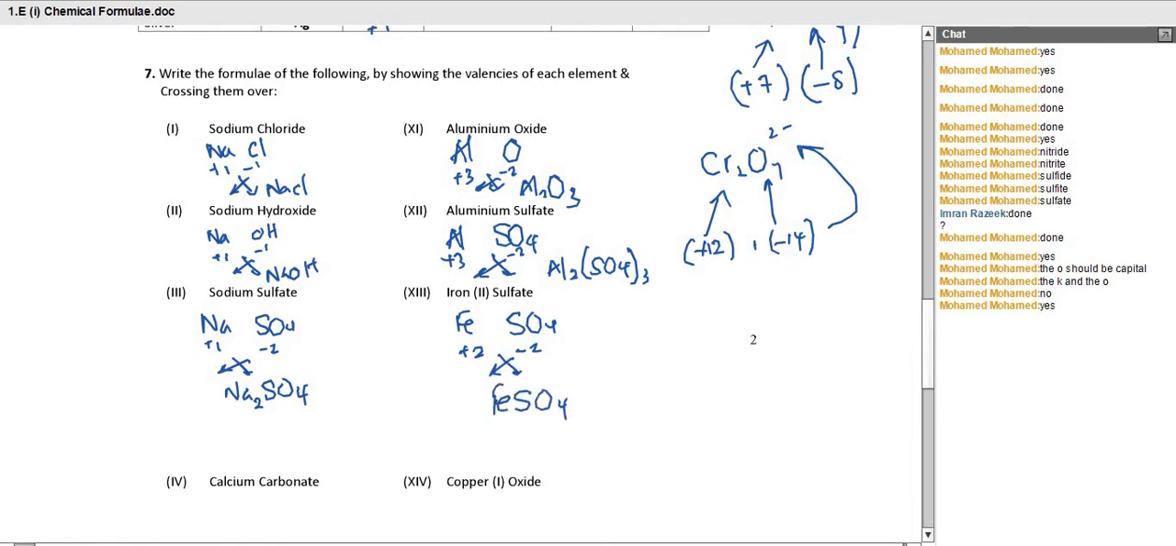So in iron 2 sulfate here, you don't put a bracket. Just look at this one. You don't put a bracket because this 2 and 2 get cancelled. So FeSO4, right? So I had done the ones on the page 2. You can copy them and try the next page.